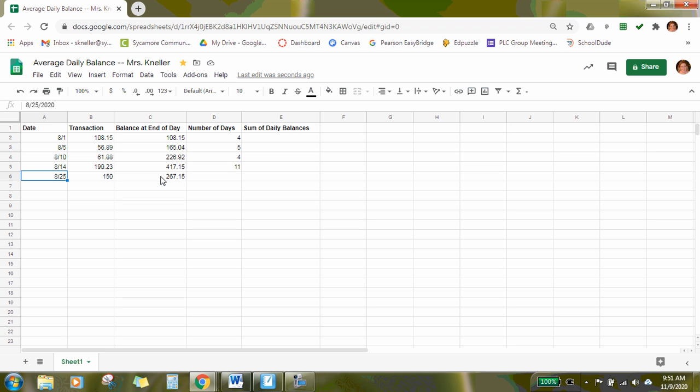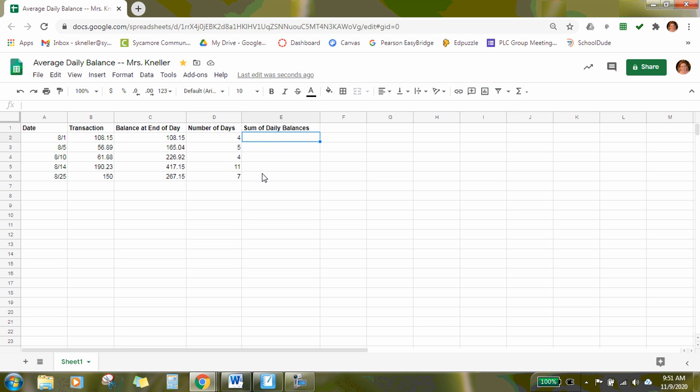Okay, so then after he made the payment, this balance of 267, that's going to be the balance on the 25th and the 26th, 27th, the 28th, the 29th, the 30th, and the 31st. So that's 7 days. So you can count those out on your fingers.